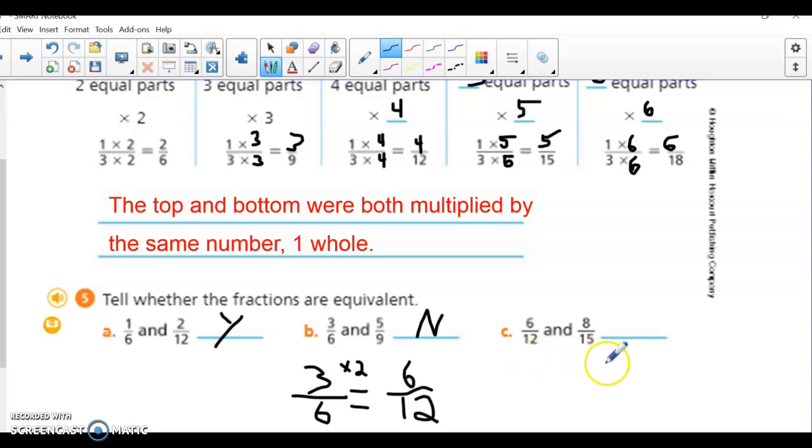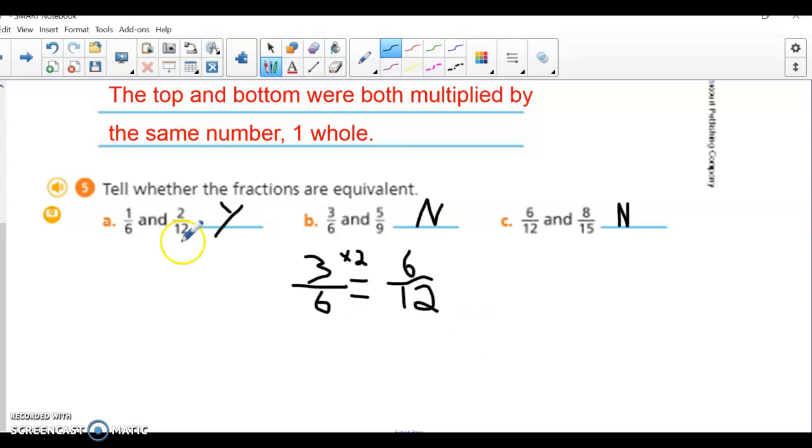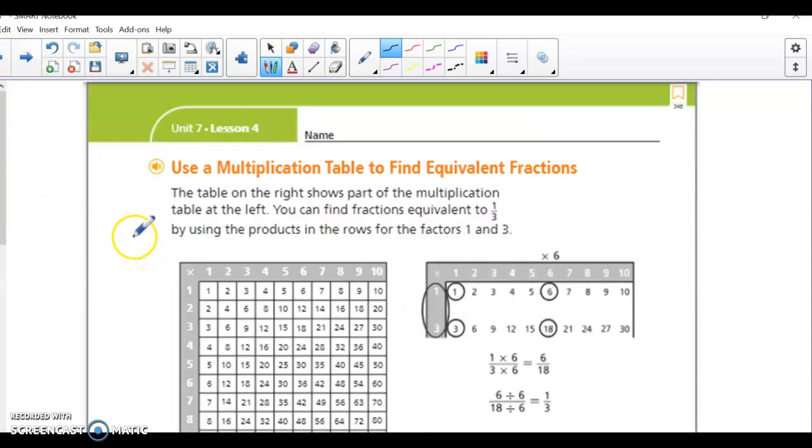All right, and then C, 6/12 and 8/15. Once again, 6/12 is 1/2, and 8/15... 8/16 would be 1/2, because 8 is half of 16. So this is another one. Those are not equal, right? That goes back to our idea of benchmark fractions, right? Recognizing 1/2.